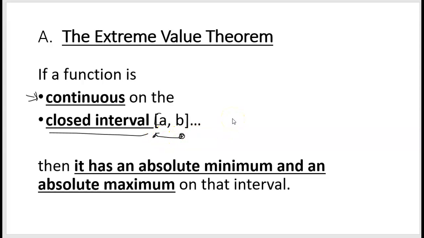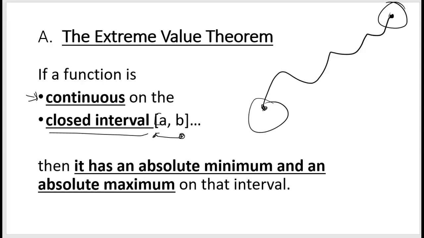Okay, so for instance, it doesn't matter what kind of a graph you want to draw, so long as it's continuous with no holes, gaps, or jumps, and the endpoints are solid points, there has to be an absolute max and there has to be an absolute min. That's what we call the extreme value theorem. But as soon as you start putting holes, gaps, or jumps in there, it doesn't work anymore.